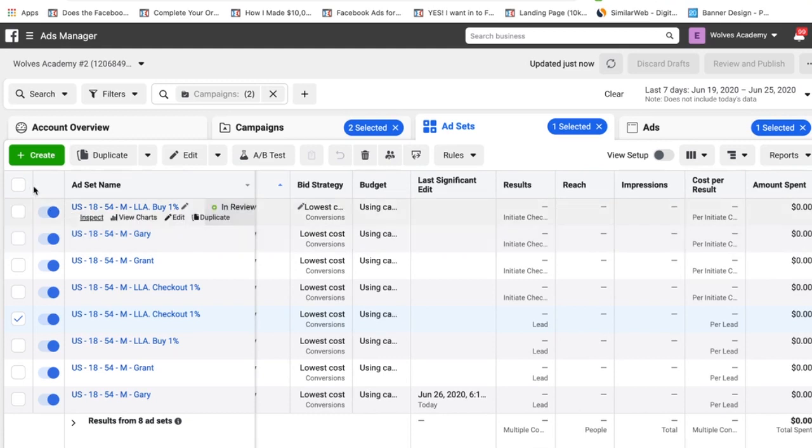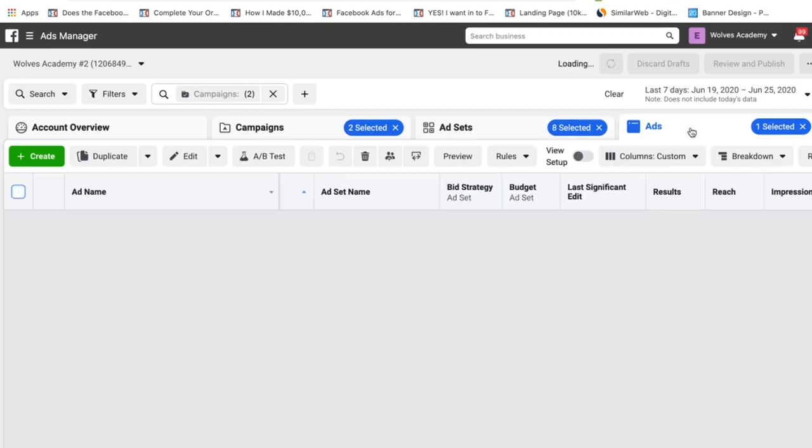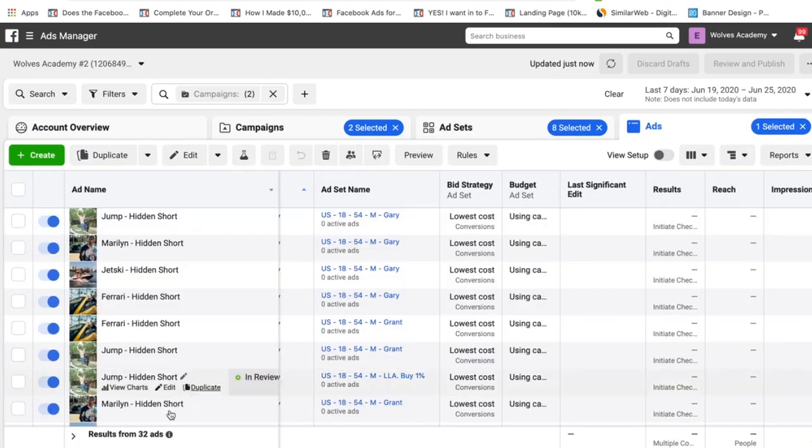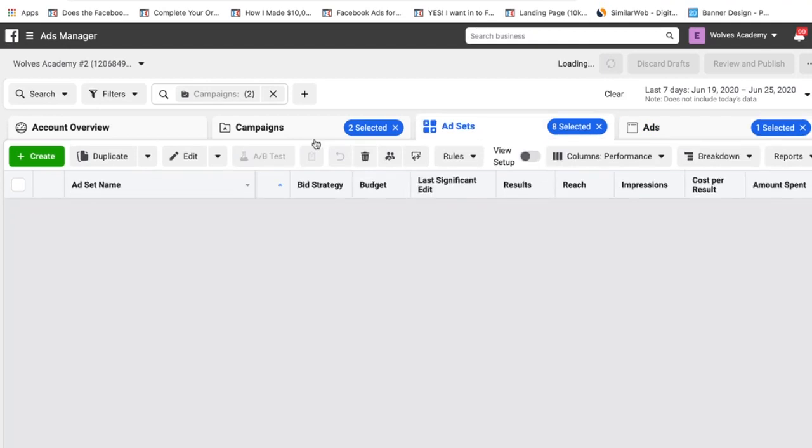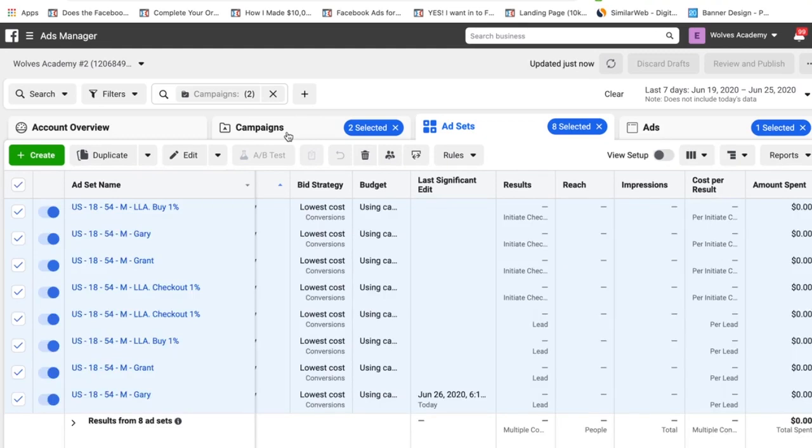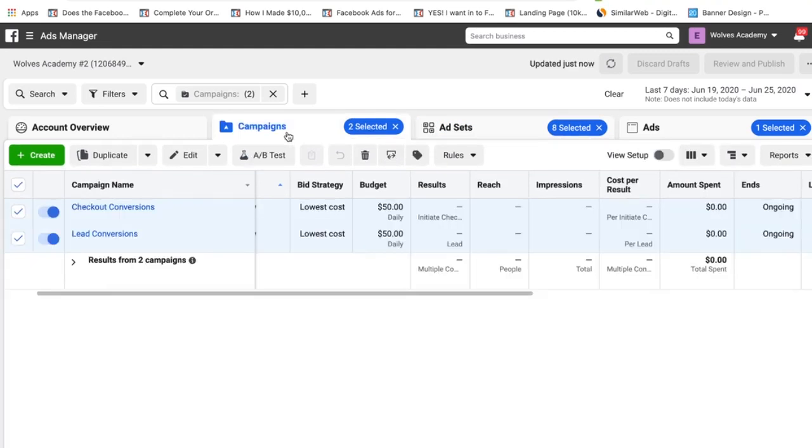so 32 different variations. If I go right here to ads, it should show 32 different variations, so 32 different ads. So what we're going to do is hopefully this gets approved. Then once it gets approved, we're going to wait 24 to 48 hours.